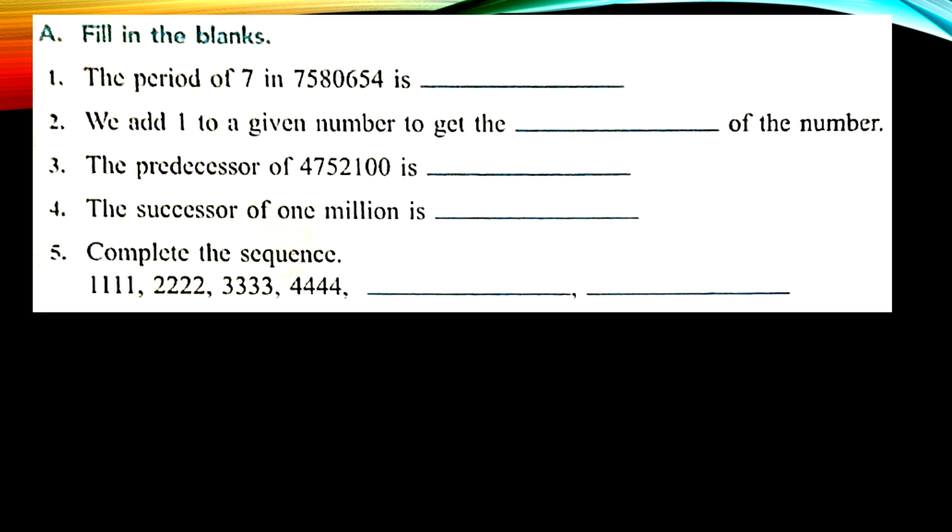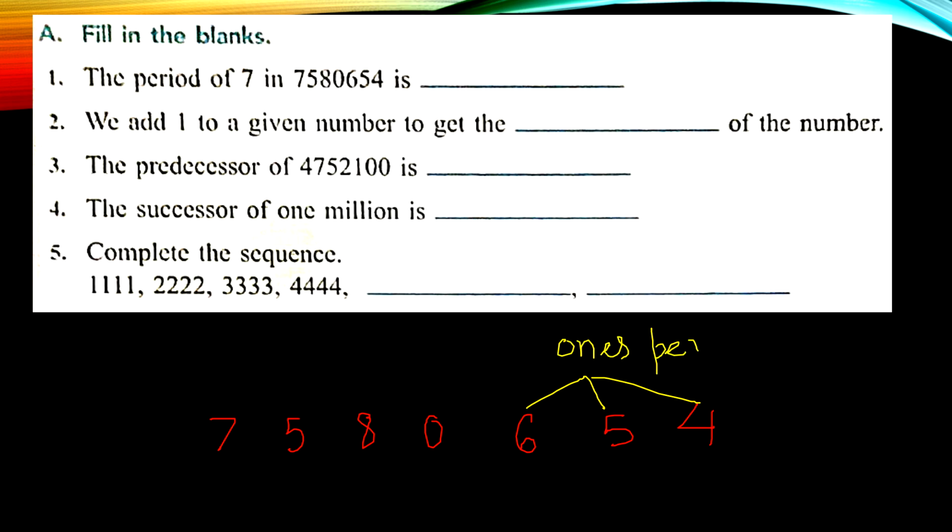The first question is: the period of 7 in this particular number 7580654 is. I mentioned periods in my previous video, where I talked about place value and face value. Periods are like the families of numbers. So let us first write this number: 7, 5, 8, 0, 6, 5, 4. These three numbers, in ones, tens and hundreds, are in the ones period. After that, these two are in the thousands period.